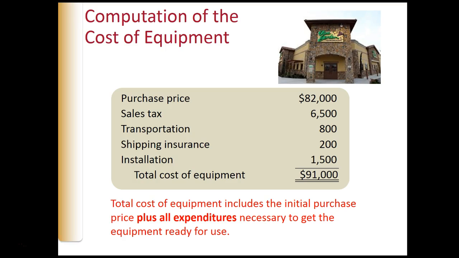Now this slide shows the calculation of the amount at which Olive Garden would record the cost of the equipment. So Olive Garden should record the equipment at a total cost of $91,000. With the exception of the $1,600 annual insurance on the equipment, each of these expenditures described was necessary to bring the equipment to its condition and location for use. So Olive Garden will report the $1,600 for 1 year of liability insurance as prepaid insurance, and then it would allocate the $1,600 to insurance expense over the first year of that insurance coverage.